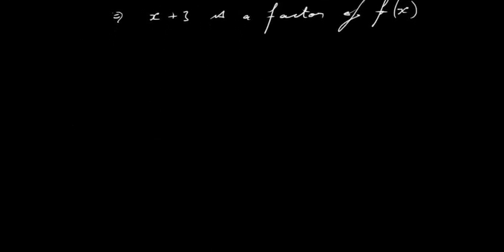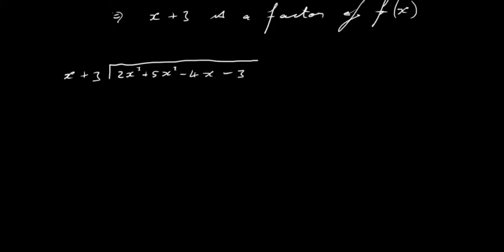So we're going to do that in order to find the other factors first and then the other roots. So we're going to take the x plus 3 and we're going to divide that into our function. So our function is 2x cubed plus 5x squared minus 4x minus 3. So let's start then.